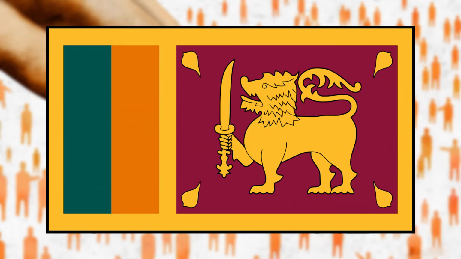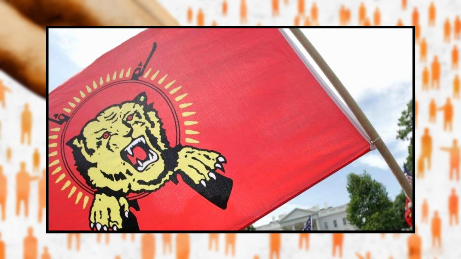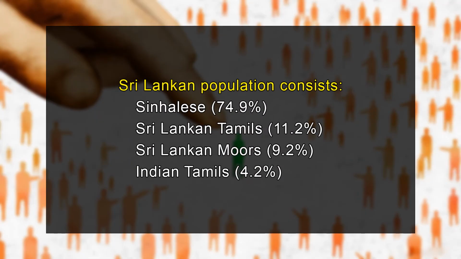Sri Lanka has been torn apart by civil war between the government and the Liberation Tigers of Tamil Eelam, also known as Tamil Tigers, for over 26 years. The civil war has taken over 80,000 lives on both sides. The Sri Lankan population consists of Sinhalese 74.9%, Sri Lankan Tamils 11.2%, Sri Lankan Moors 9.2%, and Indian Tamils 4.2%.